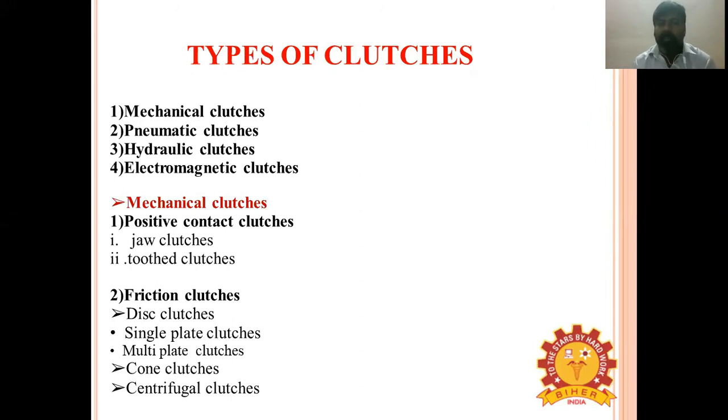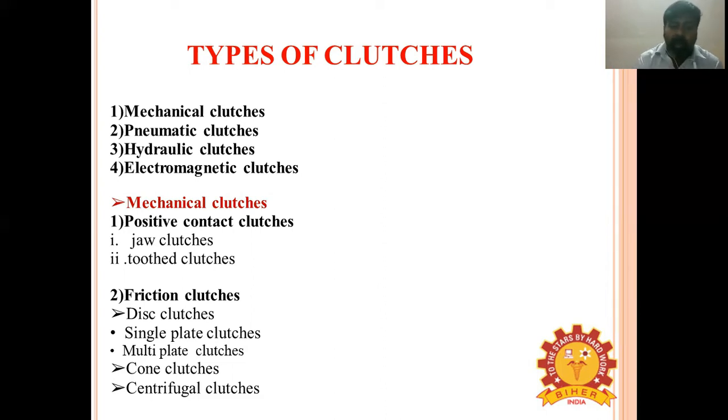Coming to the classification of clutches. It is classified into three types mainly. One is the disc clutch. This is the friction clutch, right? We have so many clutches: mechanical, pneumatic, hydraulic, etc. And in the mechanical clutch, we have the friction clutch, right? In this friction clutch, we have three types: one is the disc or plate clutch, then the cone clutch, and the centrifugal clutch, right?